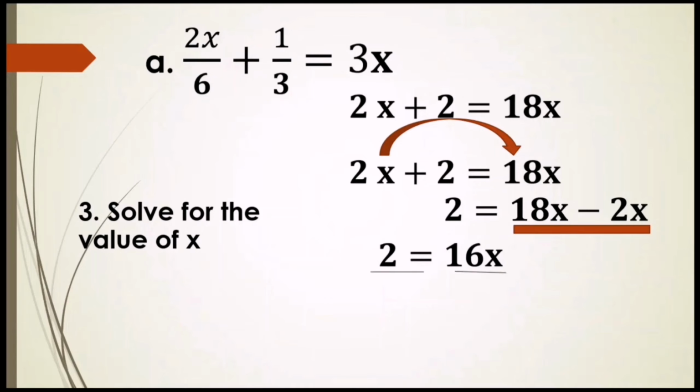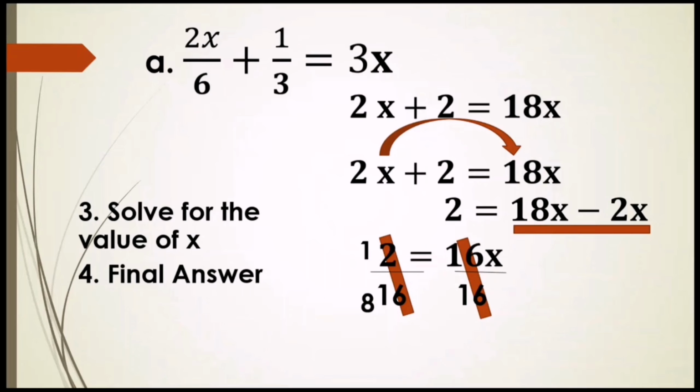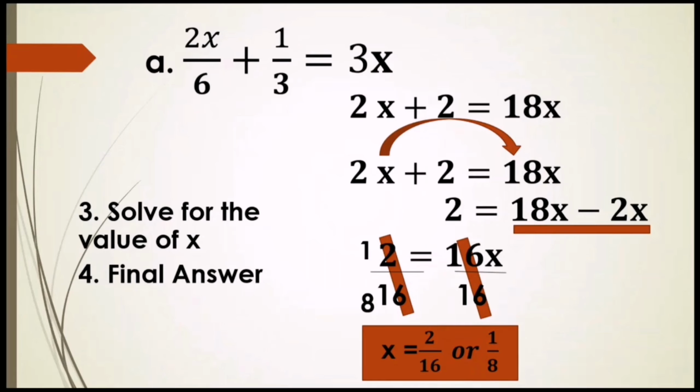And then, since x is not yet isolated, we divide both sides by 16. Therefore, 16 divided by 16 is equal to x, and then 2 divided by 16 is equal to 1 all over 8. That is why our final answer is 2 over 16 or 1 over 8.